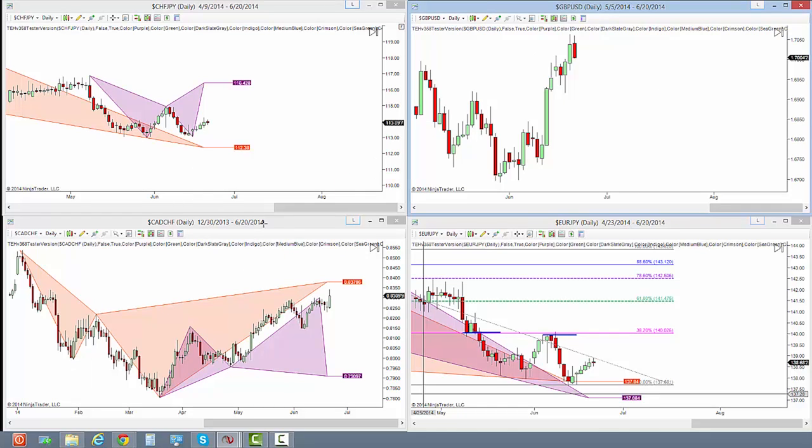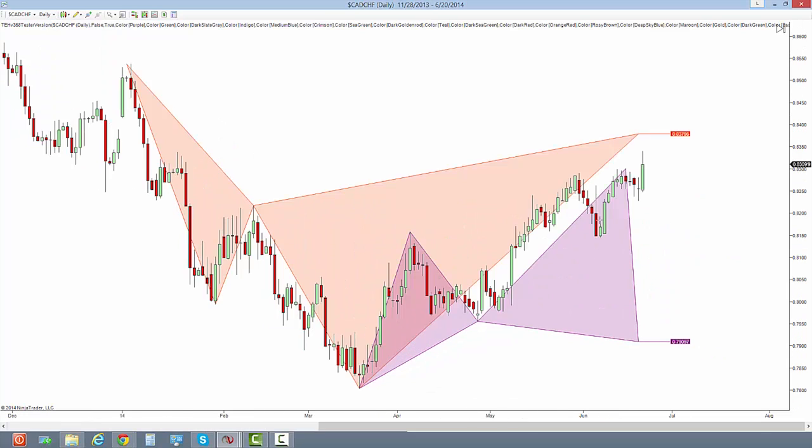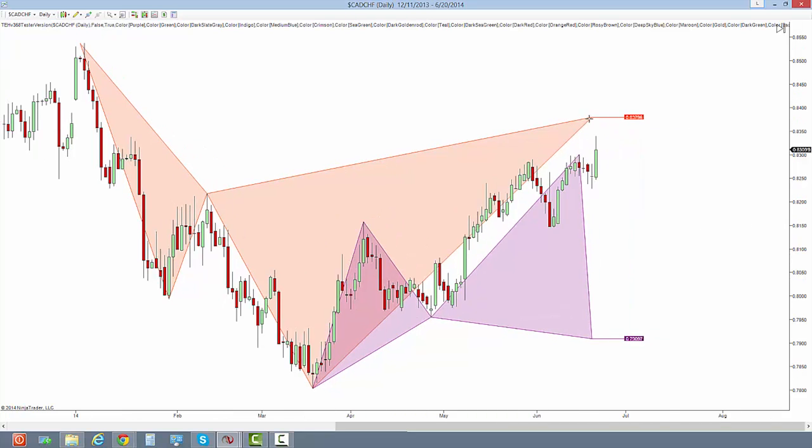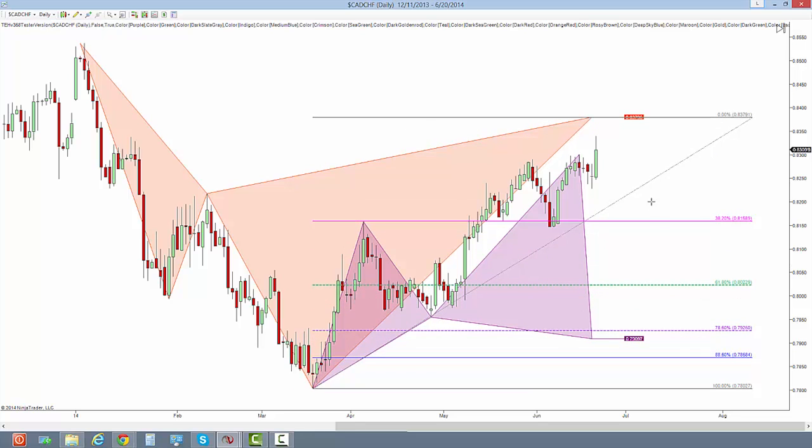The last one is Canada Swissy. We have a nice trade setting up here, a potential sell at, it looks like 83.79, 83.80s. Right there, a nice cipher pattern sell. So again, assuming that we get short right here, where would we look for those targets? Those targets would be around the 382 retracement.